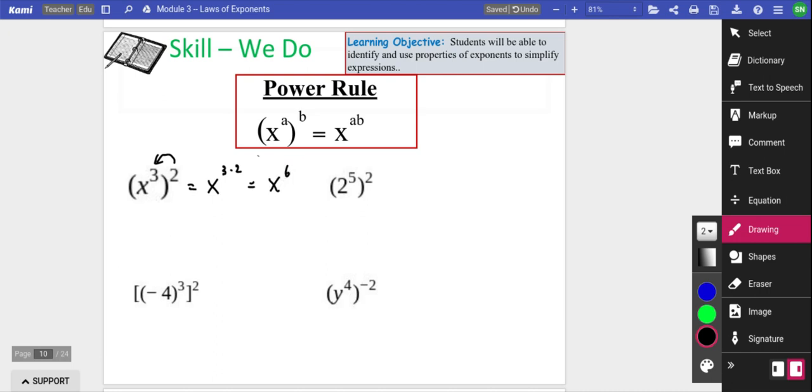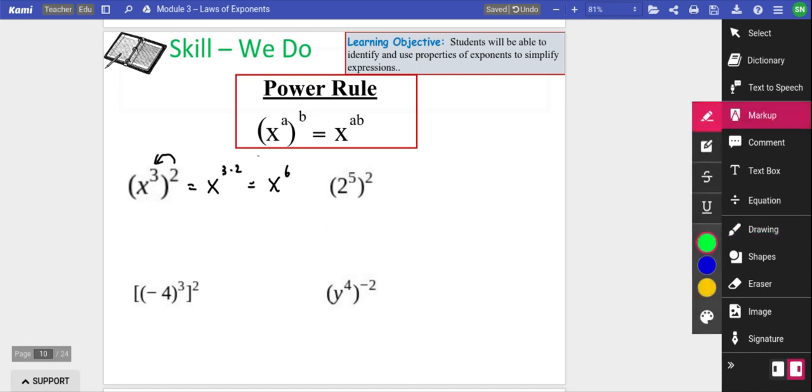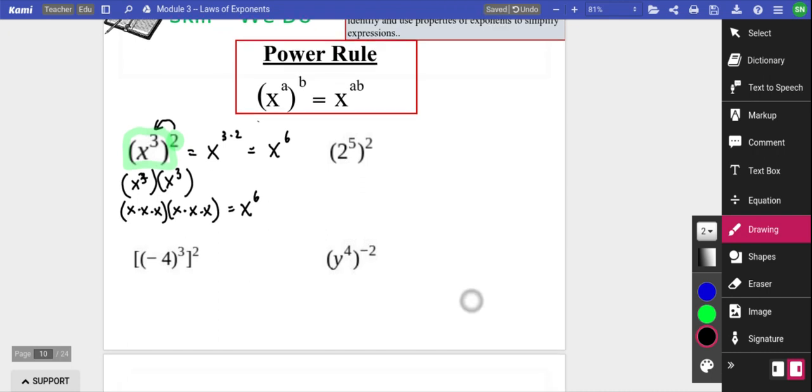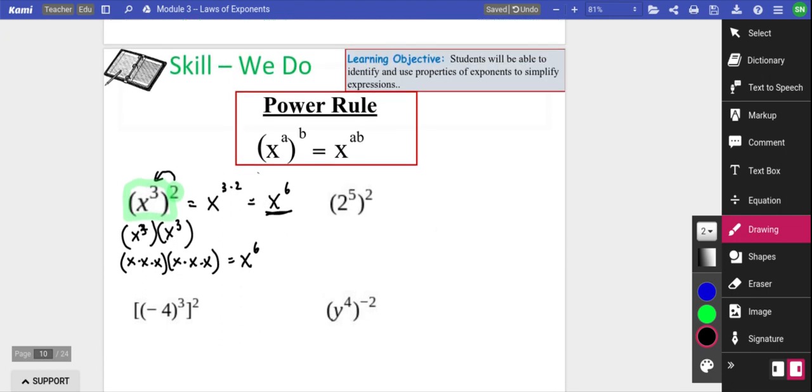If you didn't use the power rule, this means that you have 2 of whatever's in here. That would mean x cubed times x cubed. So it would be x times x times x in one parenthesis, and there are 2 of those. That would give you also x to the 6, because we have 6 x's being multiplied times each other. This is just a lot more work, so we will focus on using the power rule.